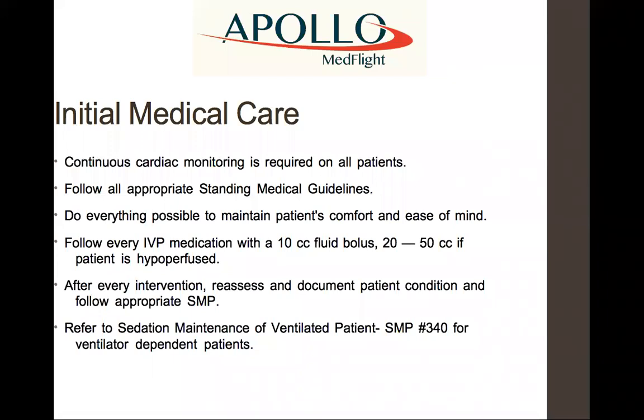And then follow every IV push medication with a 10 cc fluid bolus, or 20 to 50 cc's if the patient's hypoperfused, with systemic shunting or any of that stuff, low blood pressure where there's some shunting in the periphery, sick heart, all that stuff. Just go ahead and run some fluid in with those medications, make sure it gets to the heart and doesn't stay stagnant in the periphery for a long time, because of the half-life of medications and whatnot. And then after every intervention, reassess and document patient condition.